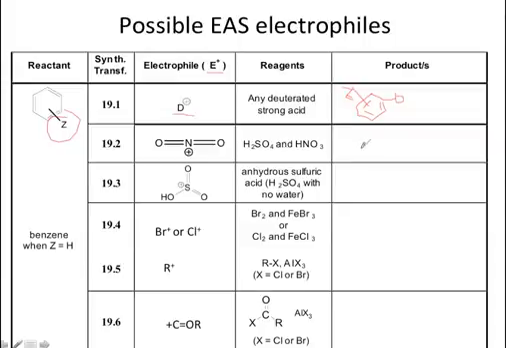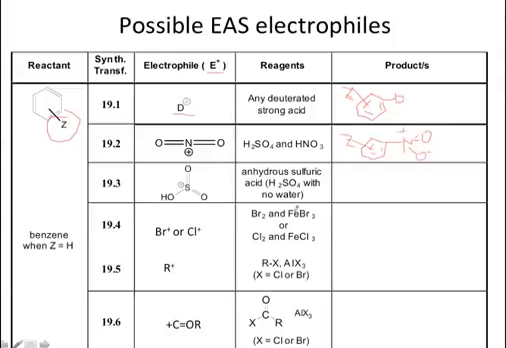Another possibility is to have the NO2 plus group substitute onto the benzene ring. It is also a very strong electrophile. And when that happens, the nitro group gets put onto the benzene ring. This is exactly what happens in the laboratory this week in our nitration of methyl benzoate.